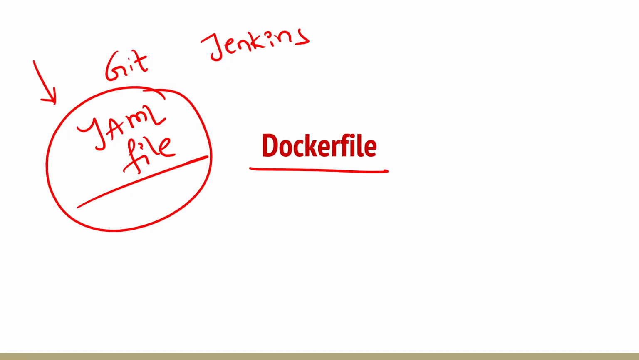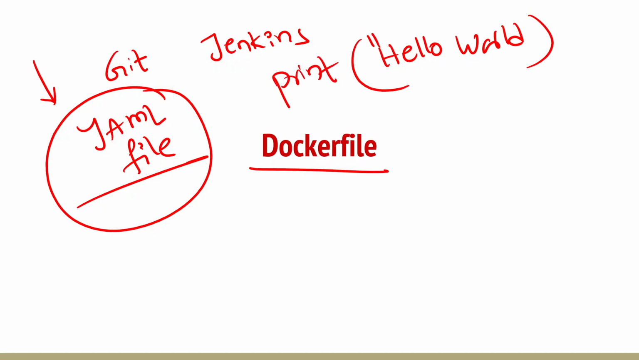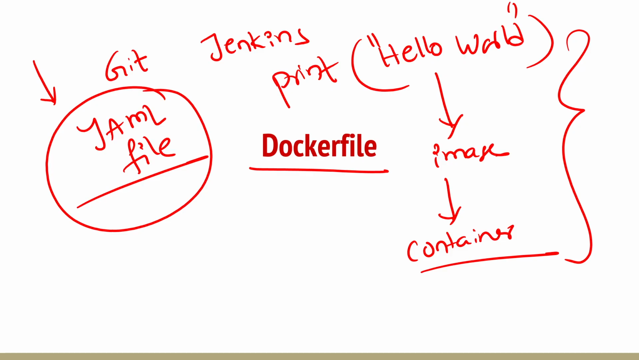So, what does it do? In the Dockerfile, I will be writing some instructions. What do the instructions contain? See, I will write one code. Let us say I wrote hello world. I wrote one small Python program that prints hello world. This is my code. I want to take this code, convert it to an image, and then load it into a container. These sequence of steps we can write in a file.